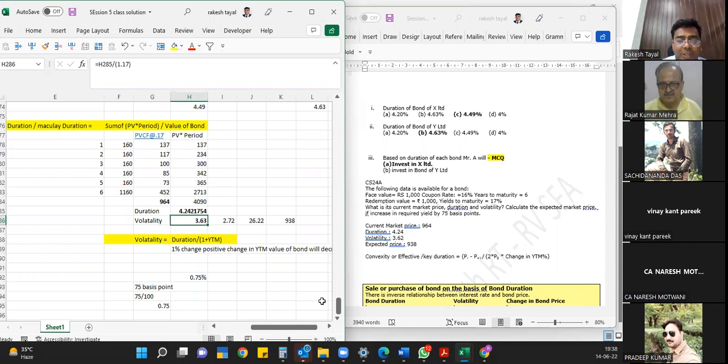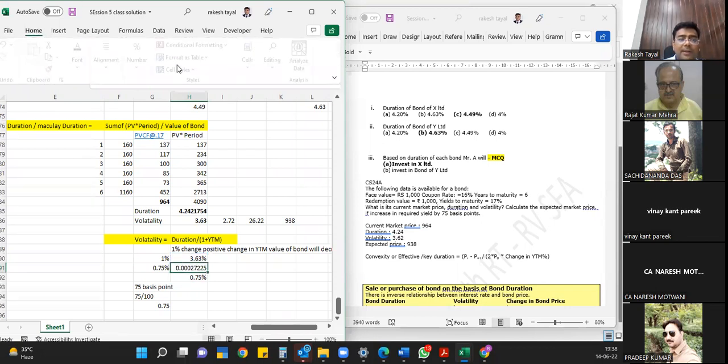1% YTM चेंज होने से 1% वोल्टिलिटी रेशियो में मेरी वैल्यू ऑफ बॉन्ड रिवर्स चेंज हो जाएगी. तो क्वेश्चन में पूछा है 0.75% YTM बढ़ रहा है, then what will be the price? So price will decrease by 0.75%. This is 3.63. अब यहाँ पे क्वेश्चन है कि 1% अगर बढ़ता है, my bond value will decrease by 3.63%. If my YTM is increased by 0.75%, it will change by 2.72%. यहां तक क्लियर है?